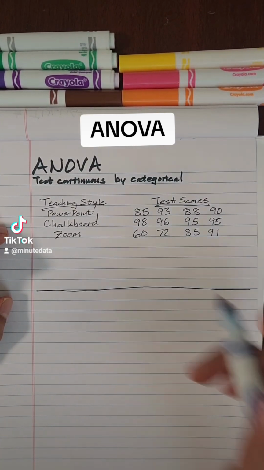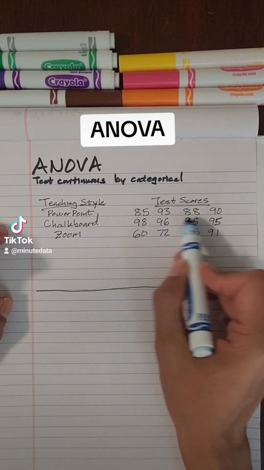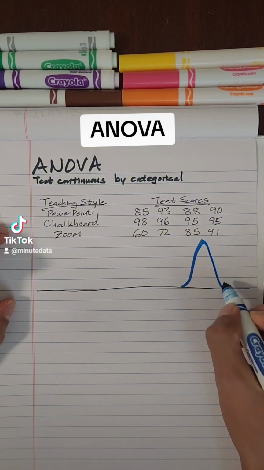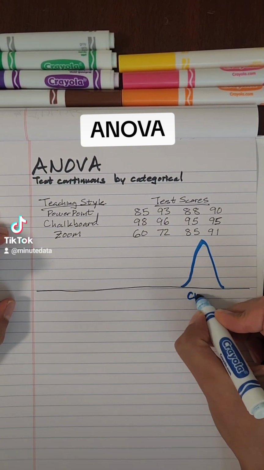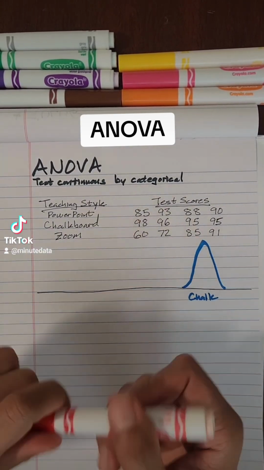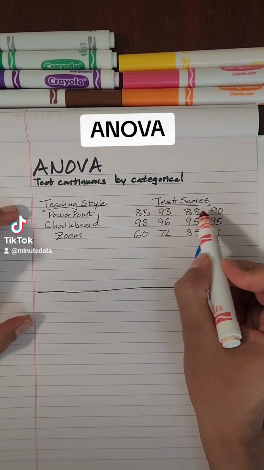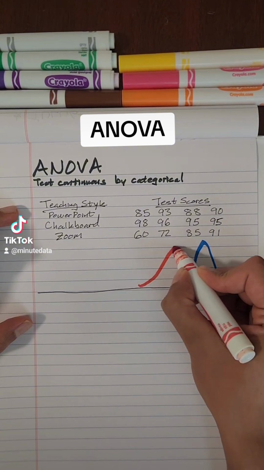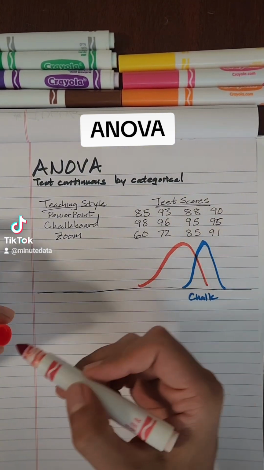So let me start with the folks that are using chalkboard. Notice their test scores tend to be very high and around the same values. So the test scores might look a bit something like this, and these are the chalkboard folks. And then let's look at PowerPoint. PowerPoint, a bit more spread out, it tends to be on the higher end in like the 80s and the 90s. So maybe their score looks something like this.